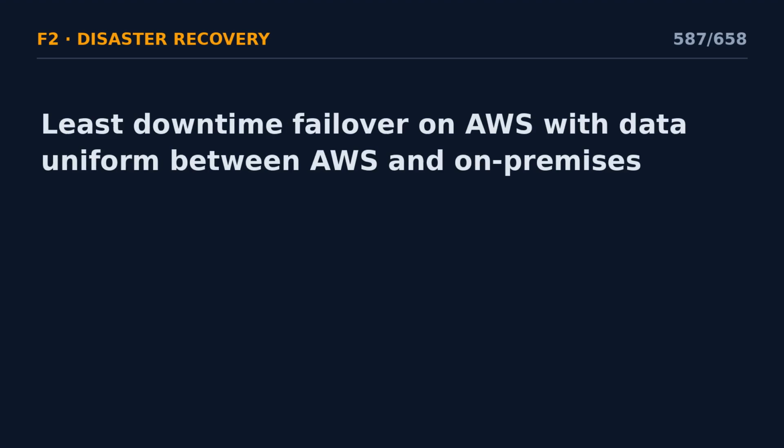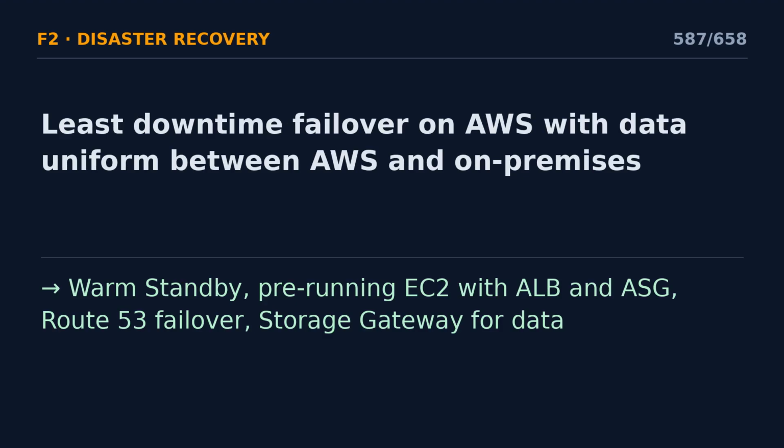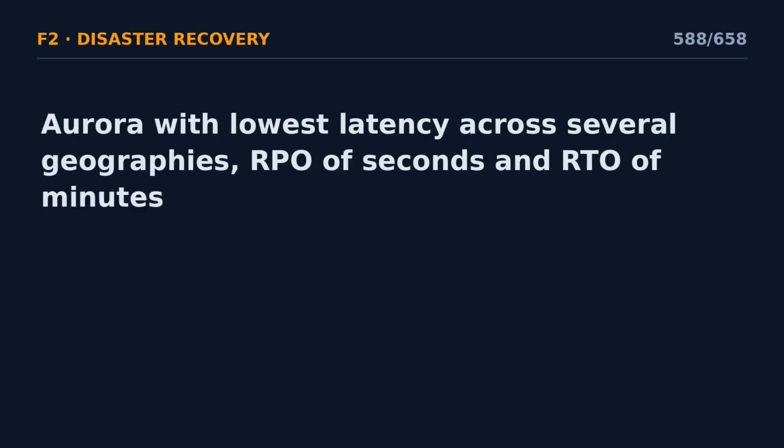Least downtime failover on AWS with data uniform between AWS and on-premises. Answer: warm standby, pre-running EC2 with ELB and auto scaling group. Route 53 failover, storage gateway for data.